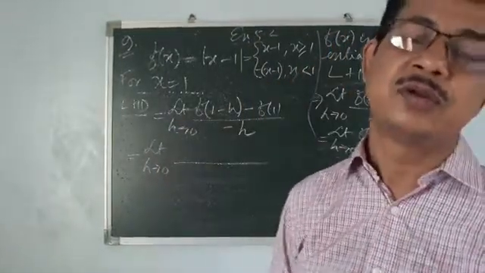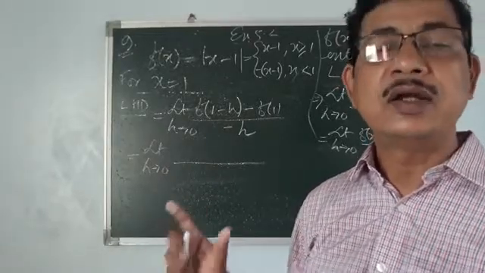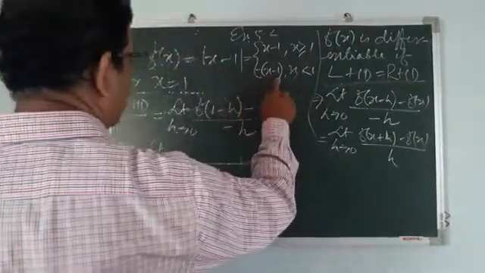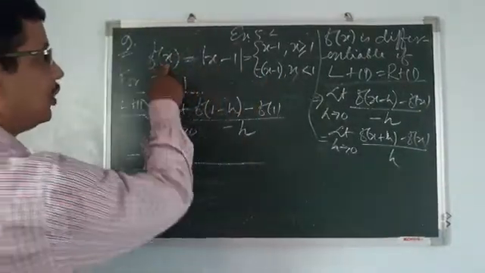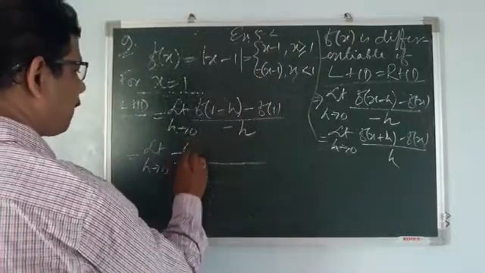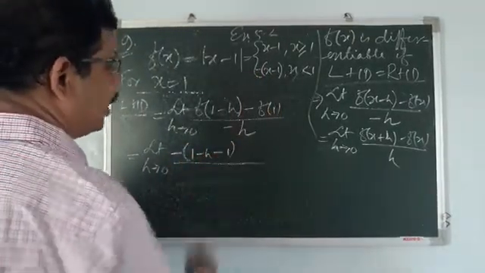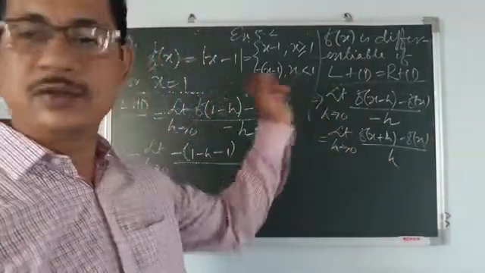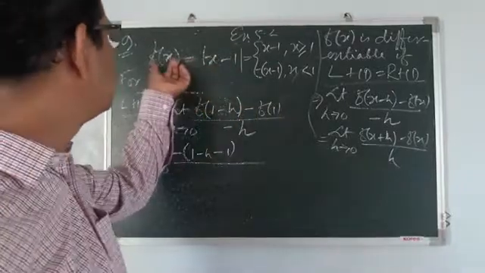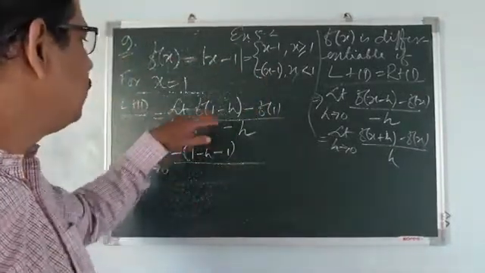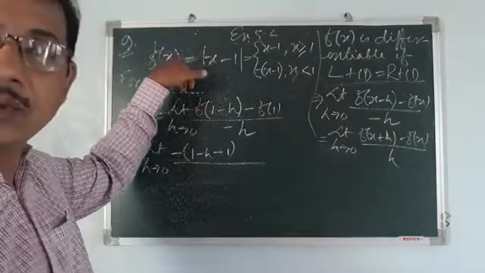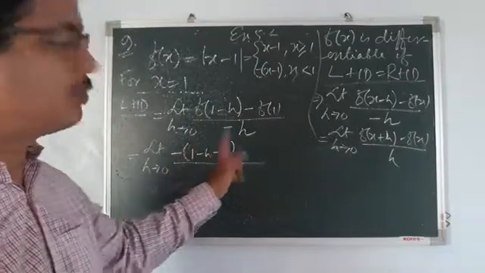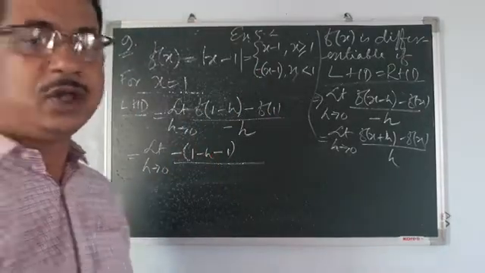So if it is less than 1, the value of f(x) is minus (x minus 1). If it is 1 minus h, it will be minus (1 minus h minus 1). I again want to say 1 minus h means a little less than 1. Here x is less than 1, so we will choose f(x) equal to this one. Then we need f(1 minus h). If you put 1 minus h here, you have to put 1 minus h there also, minus (1 minus h minus 1). I think it is clear to you.